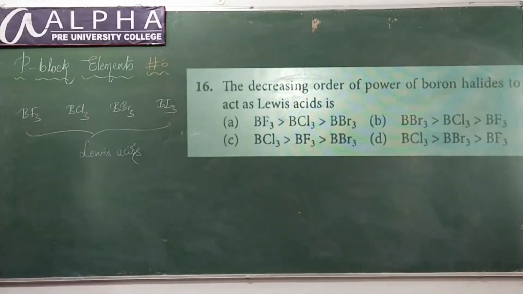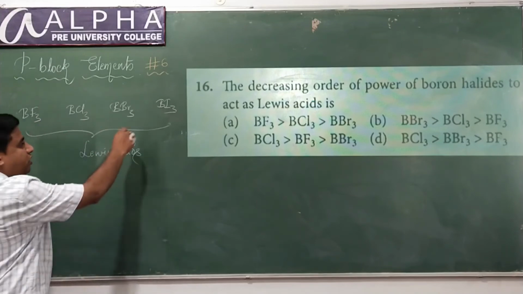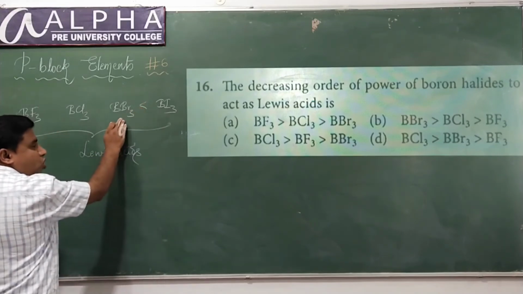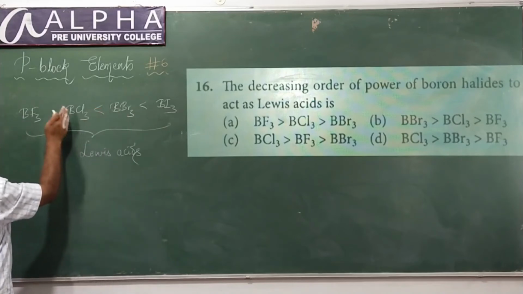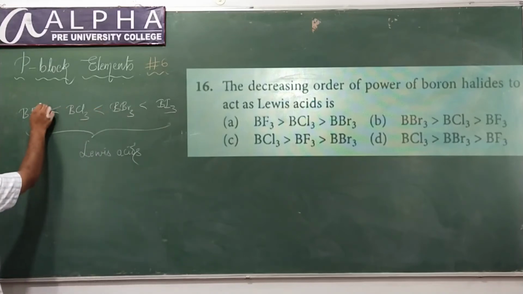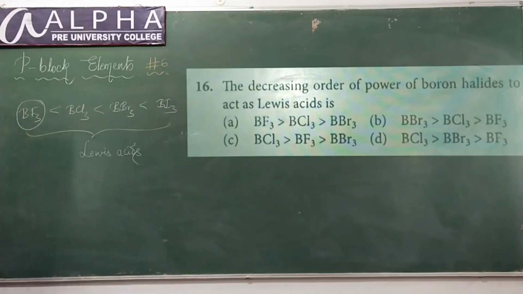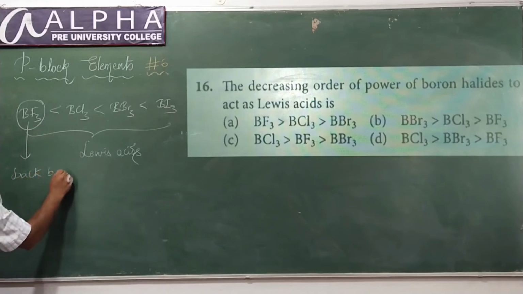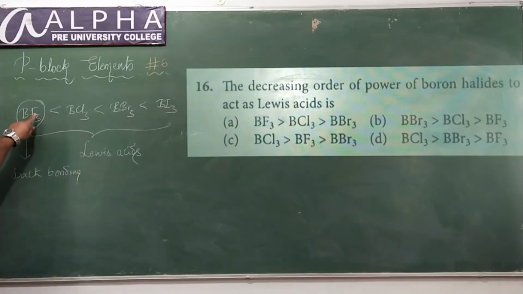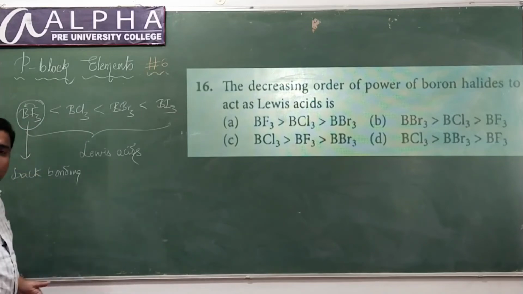But which among them is a strong Lewis acid? I have told you that boron triiodide is a stronger Lewis acid than boron tribromide, then boron trichloride, then boron trifluoride. Why is boron trifluoride a weak Lewis acid? Because of back bonding. Due to back bonding, fluorine transfers its lone pair of electrons to boron. When fluorine transfers its lone pair to boron, the electron deficiency of boron is reduced. Hence it is no more electron deficient, and it will no more act as a Lewis acid.